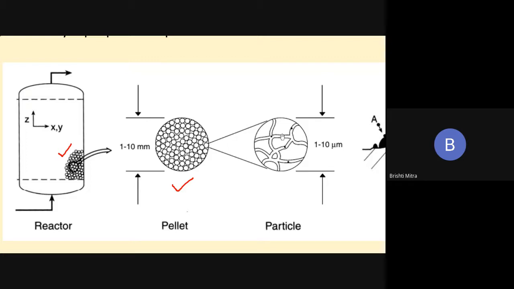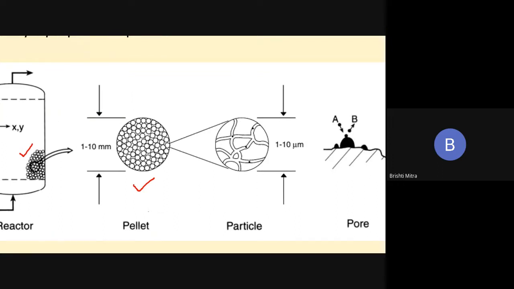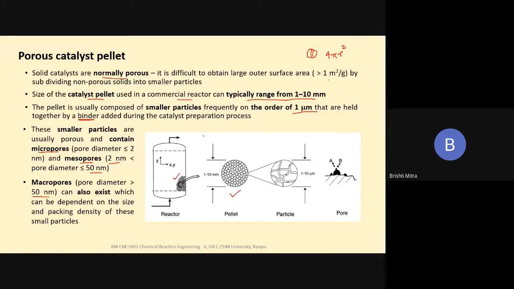But the names micropores, mesopores, and macropores essentially depend on the sizes of these pores. And if I blow up one such site inside the pores, this is what I get: the reactant A getting attached to the active site by adsorption, the reaction happening, and then B desorbing from it.